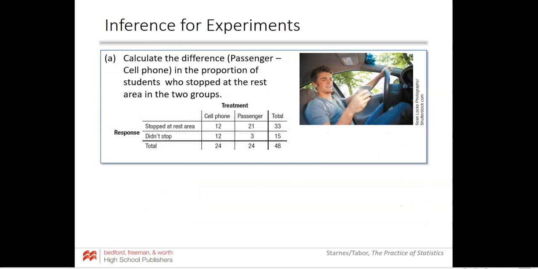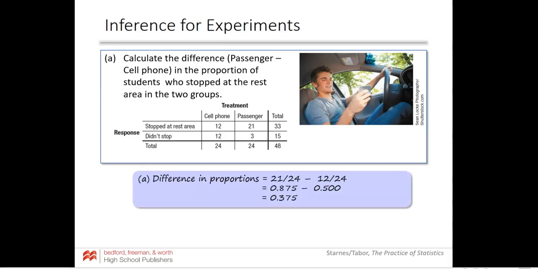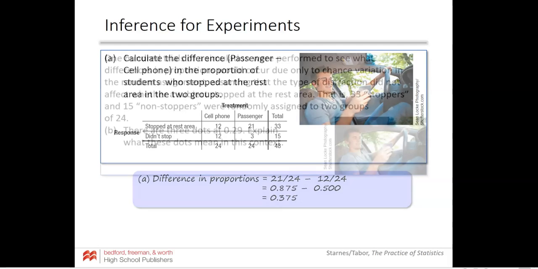So calculate the difference, passenger and cell phone, in the proportion of students who stopped at the rest area. So you say 12 out of 24 cell phone users stopped, 21 out of 24 passengers stopped. Get the percentages and find the difference, right? So you're going to find those two percentages, 0.75 and 0.5, or half of those. And so we found a difference of 0.375.